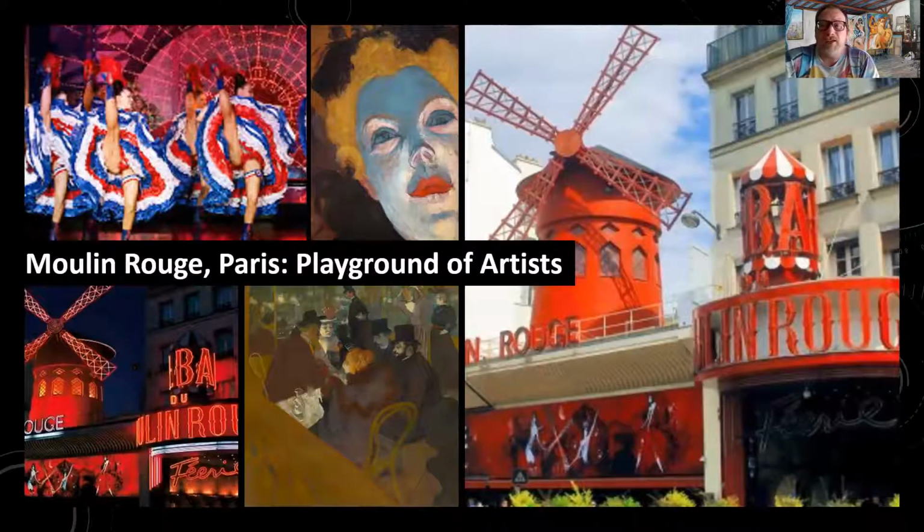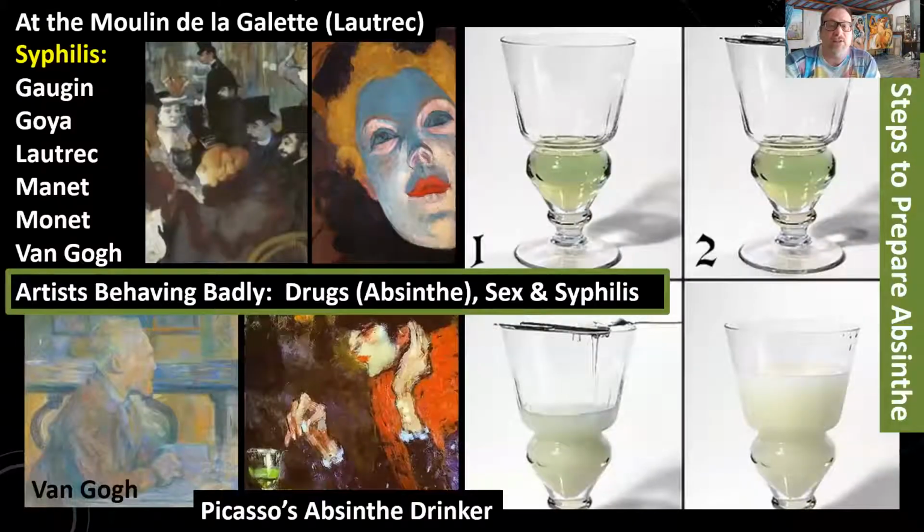Now, these artists are also big partiers. They're going out to places like the Moulin Rouge, the Moulin de la Galette. Paris has become a playground and is the central focus of all the artists around the planet. They're going to see the Can-Can girls, as well as the women of the night outside in the red light district of Paris. They are all partaking of the prostitution life. So this is also sometimes called the Age of Syphilis.